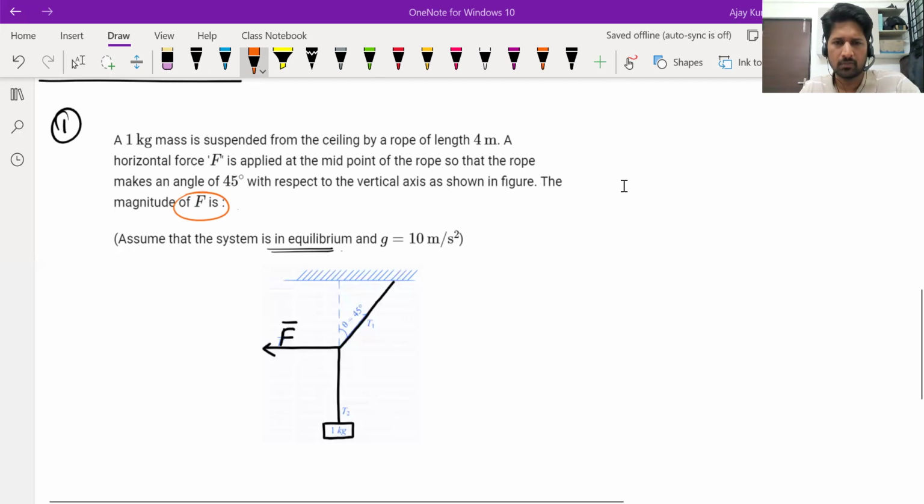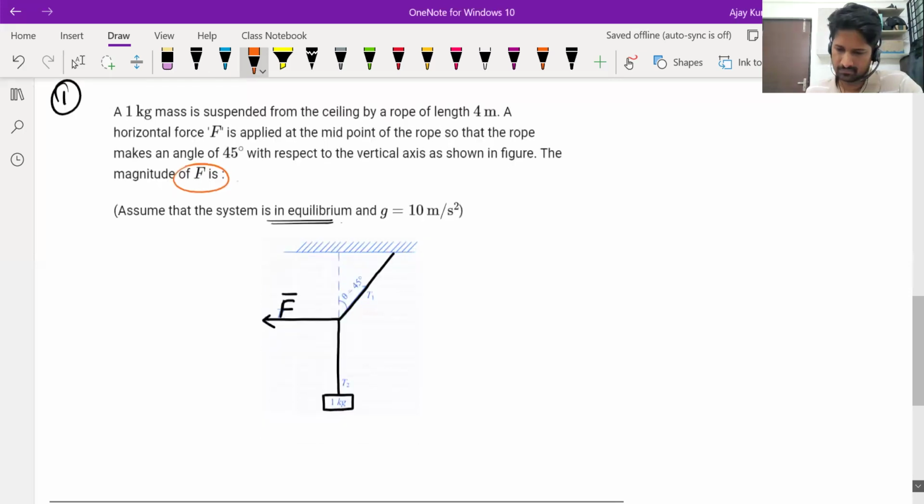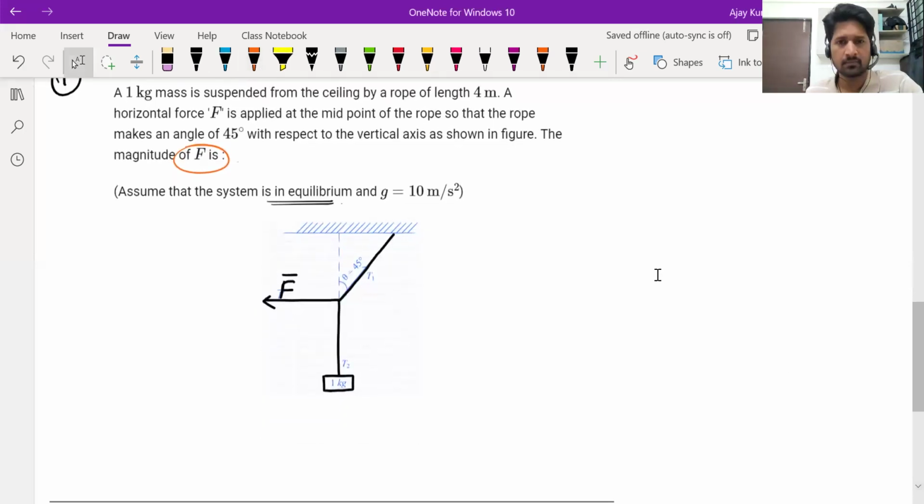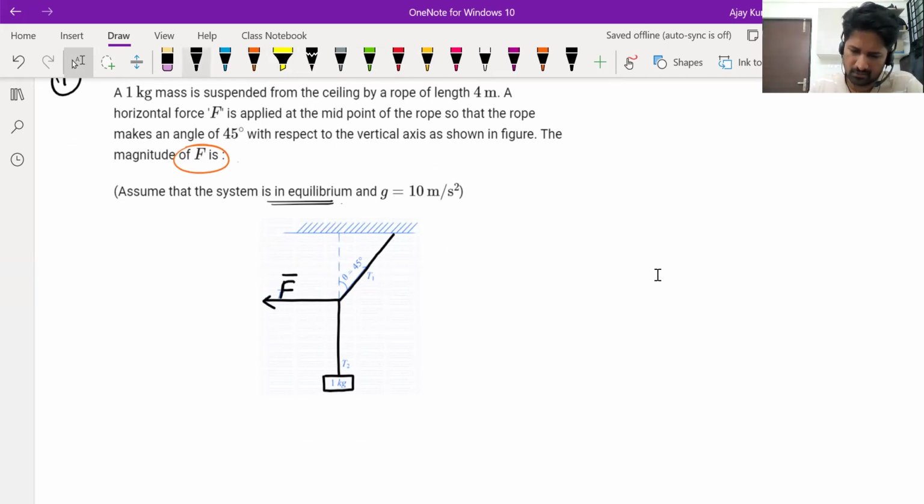I got one answer as 1 by root 2 newtons. We'll see. Okay, Saket, tell me, how are you trying to solve this? Sir, first we resolve T into T1, sir. Okay, you resolve tension into components.